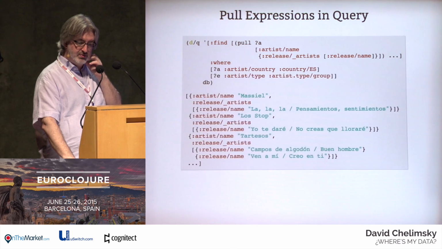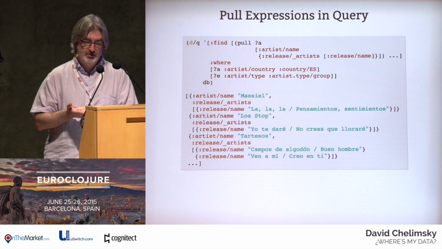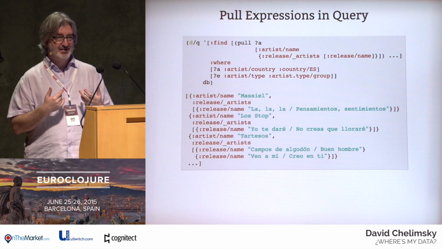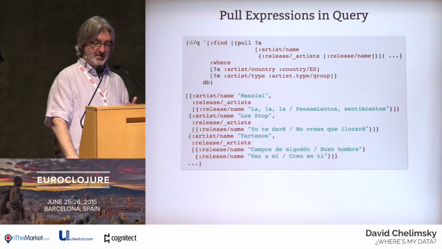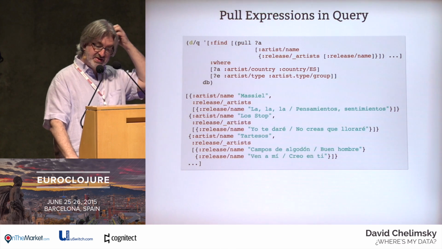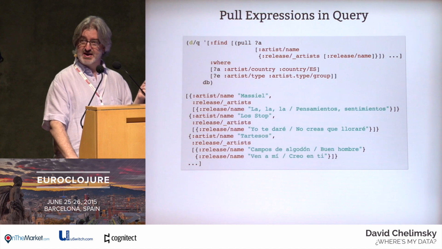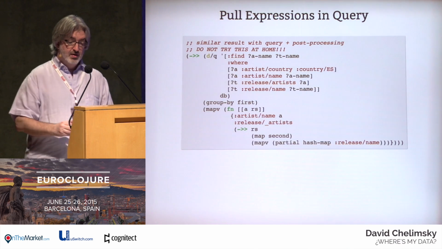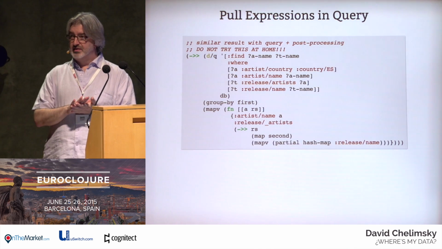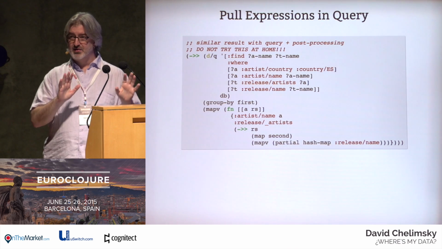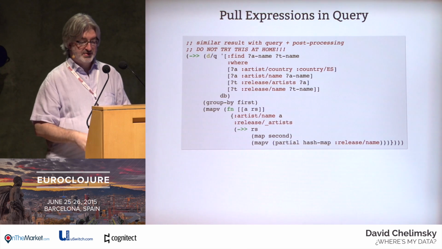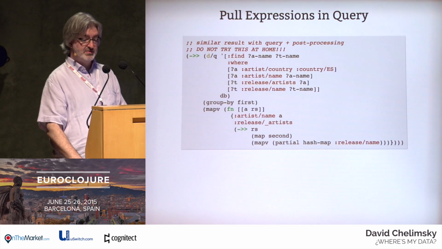And similar to what we were seeing before, the pull expression is a very strong indicator of what the data is going to look like that you get back. Just for comparison, here we're pulling back the artist name and then the release names of all the releases that each artist was in. To get this data structure, if we were just using query, we would do something like this. I'm not going to go into the detail about it, but you can see that it's nowhere near as obvious what's going on here, because there's a bunch of post-processing that we have to do to the query results.